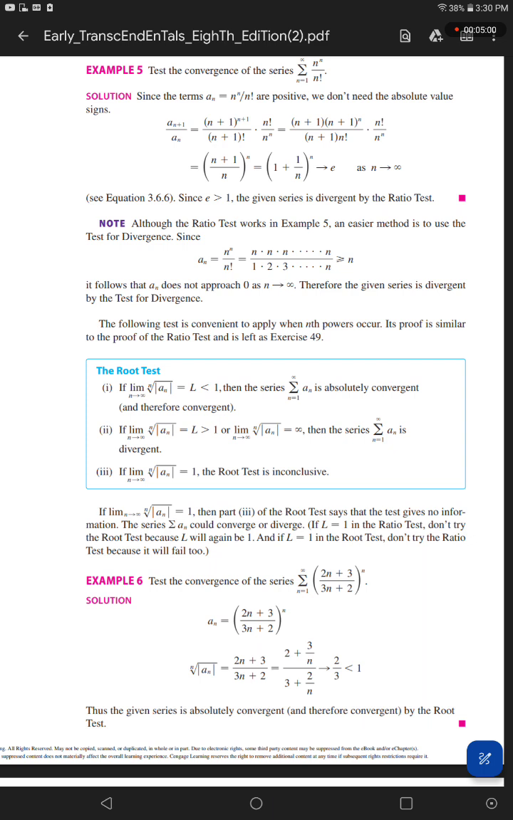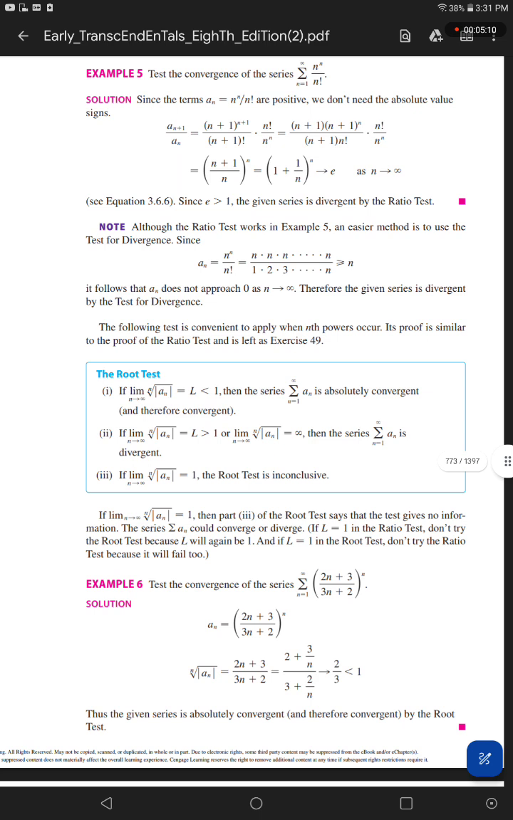could converge or diverge. If big L equals 1 in the ratio test, don't try the root test because big L will again be 1. And if big L equals 1 in the root test, don't try the ratio test because it will fail too.